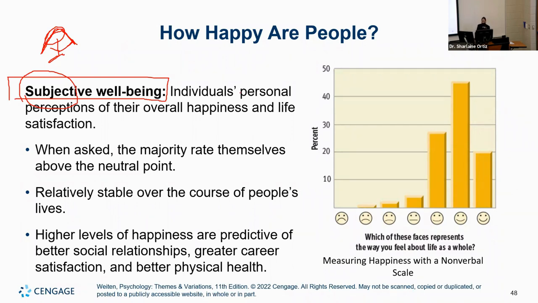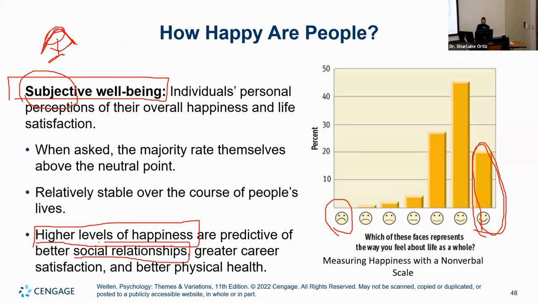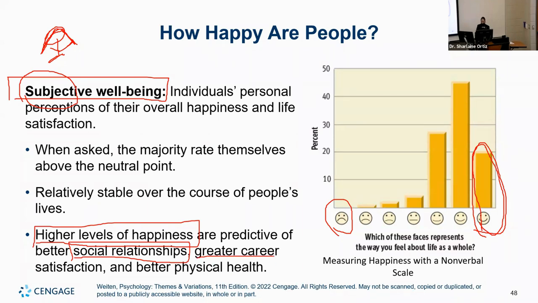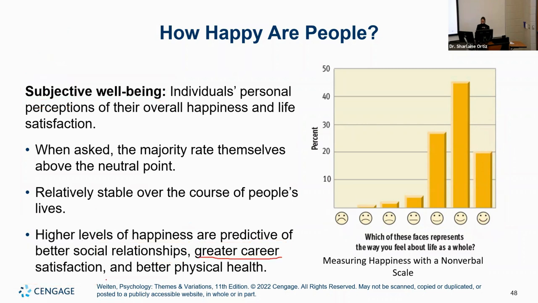Now, how is it that we are able to predict happiness? Well, generally, higher levels of happiness, so we are thinking about the extreme, so we have extreme sadness, extreme happiness. Notice that in this specific case, some factors are social relationships, for example, friends and romantic partners, things of that nature. Another factor that we can use to predict happiness is how satisfied you are with your career. Notice that I didn't necessarily say how much money you make. I said, how satisfied are you with your career?